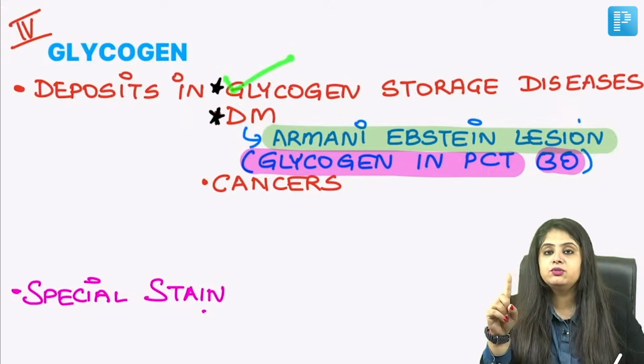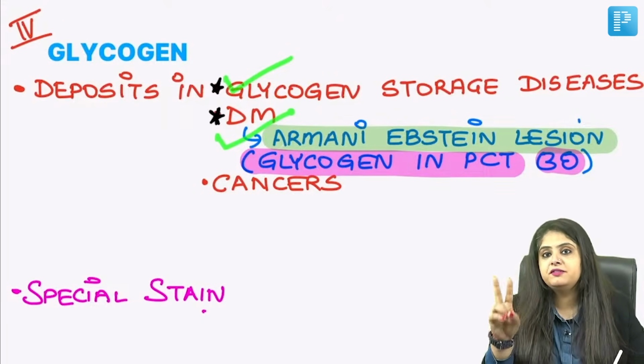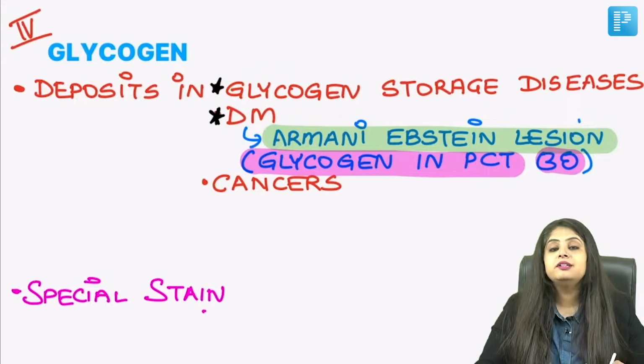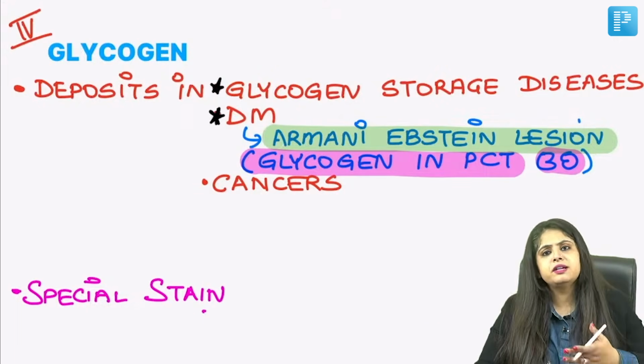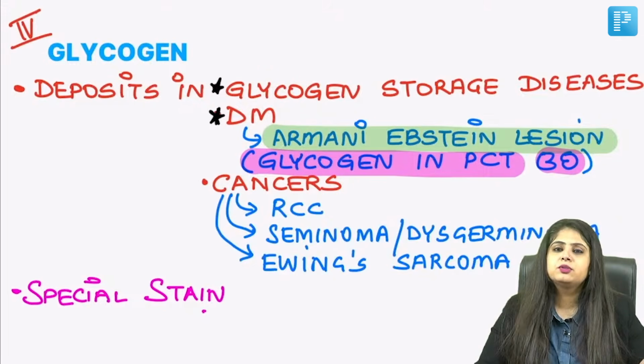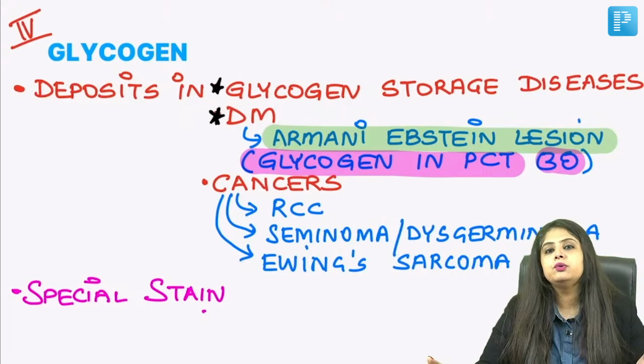So number 1, glycogen increases in glycogen storage disease. Number 2, it increases in diabetes. I call it Armani, branded, expensive name, Armani-Ebstein lesion. Number 3, glycogen also increases in cancers, which you will study with me. In 6 months we will study so many cancers. Right now, please don't learn them, just go through them, so that you know later on that yes, ma'am had told us glycogen will also increase in some cancers. Right now I don't want you to learn those cancers.